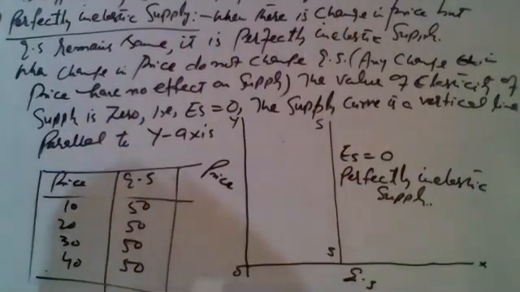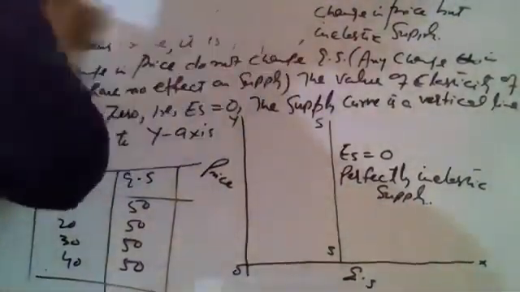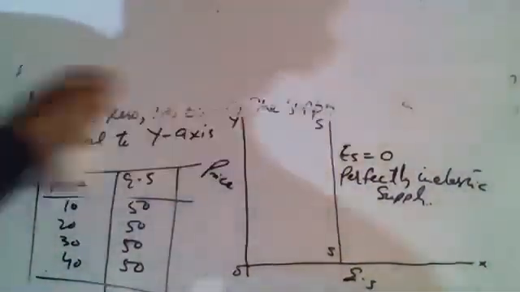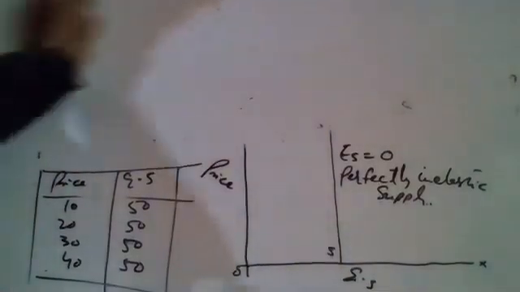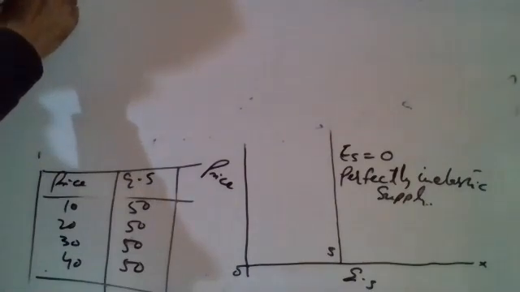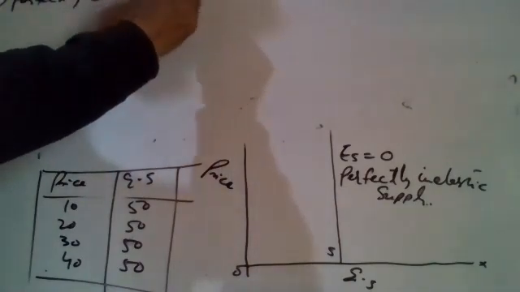So the last one is perfectly elastic supply. Here, when supply changes, the price remains the same. The fifth one is perfectly elastic supply.